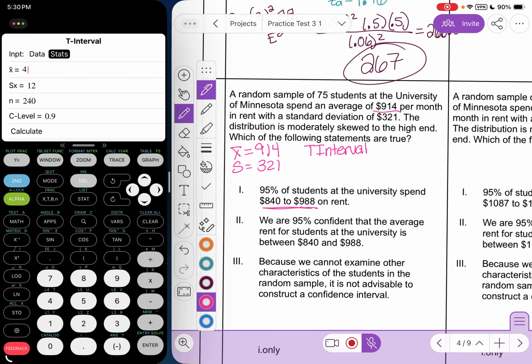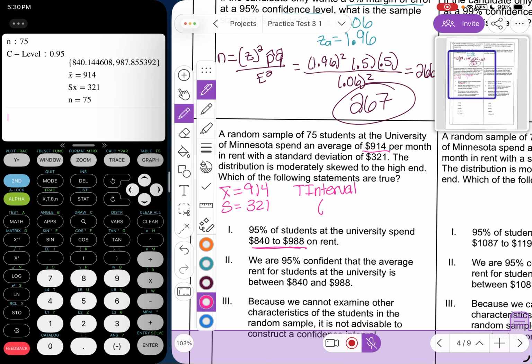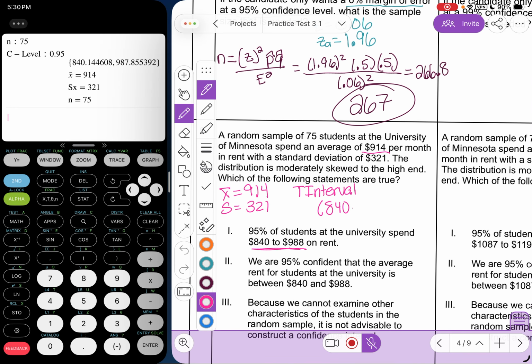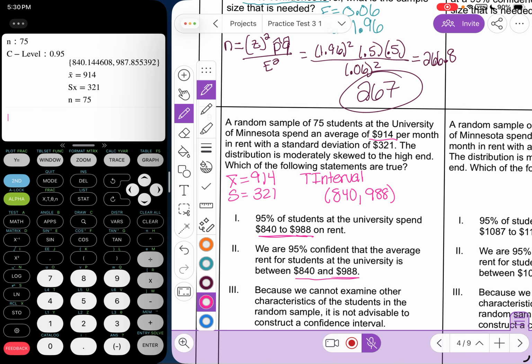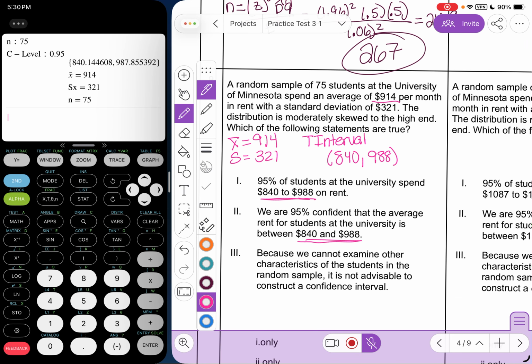So stats, our sample mean is 914. Our sample standard deviation is 321. Our N is 75. And then in these, it's saying 95%. So if we do that, our interval is about 840 to 988. That's where they're getting these numbers. So the numbers fit with the ranges they're giving us. So now we're looking at if their interpretations are correct.